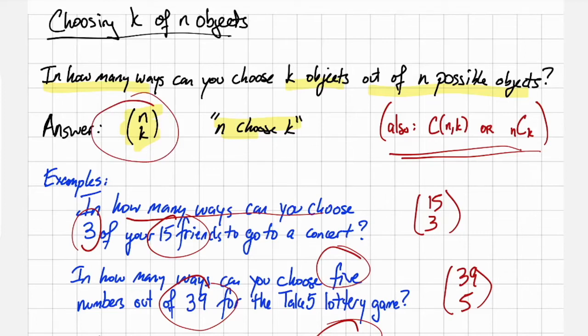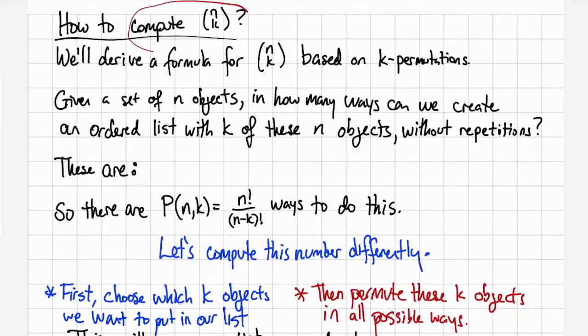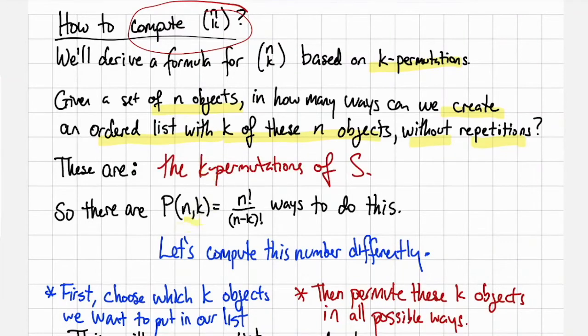So this doesn't look like a number, and you might be asking, how can we compute n choose k? And we'll figure out a formula for n choose k based on k permutations. Start with the question. Given a set of n objects, in how many ways can we create an ordered list with k of these n objects without repetitions? These should look familiar. These are the k permutations of our set. The set has n elements, so there are P(n,k) ways to do this, and as a reminder, P(n,k) is n factorial divided by n minus k factorial.